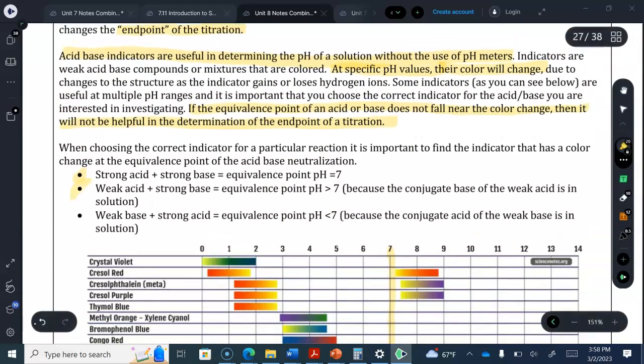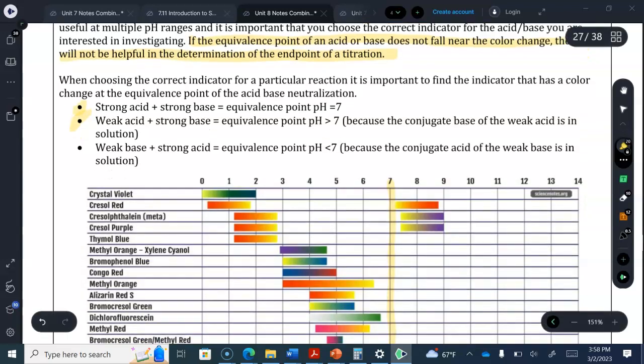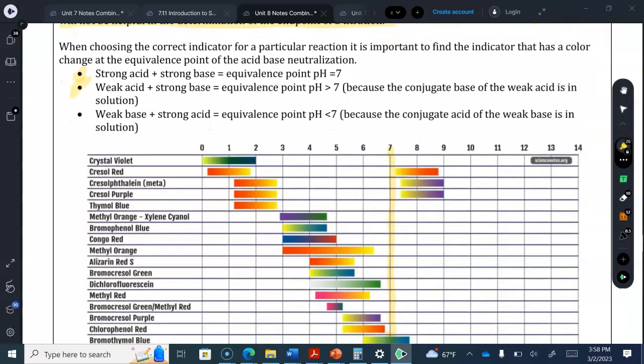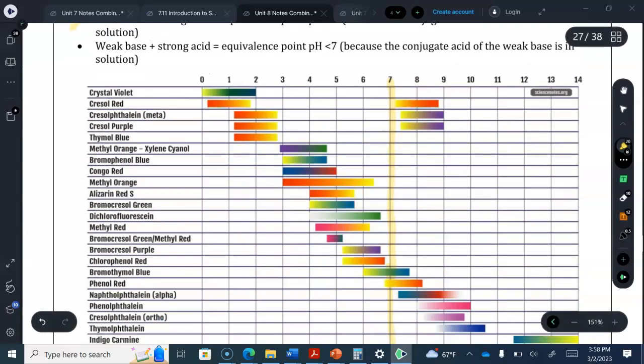For a weak acid, strong base, the equivalence point is going to be greater than 7 because the conjugate base of the weak acid is in solution and it forms the hydroxide ion at the equivalence point. And then for a weak base, strong acid, the pH will be less than 7 because the conjugate acid reacts and forms the hydronium ion at the equivalence point.